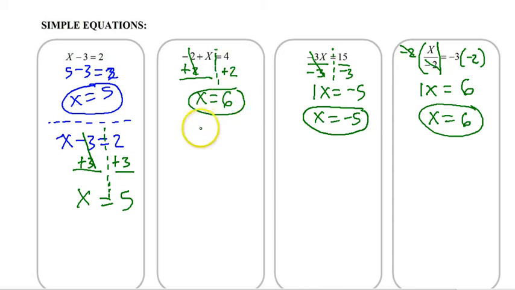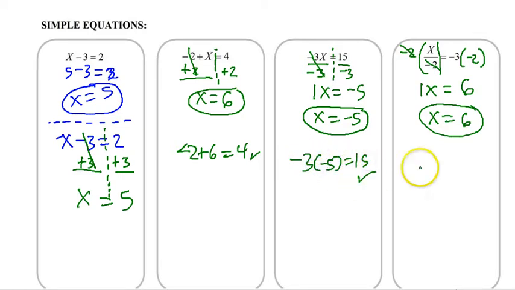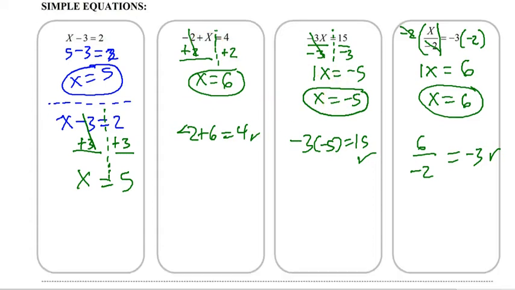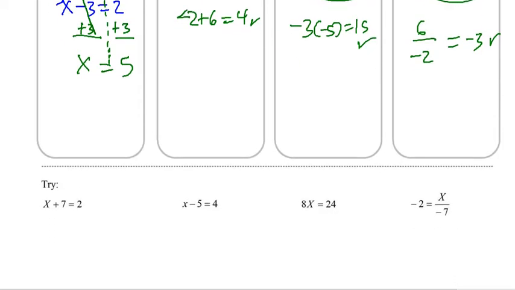And you still want to check it. So if we take that number, negative 2 plus 6 equals 4, and that checks. Negative 3 times negative 5, does that give us 15? Yes. And then 6 divided by negative 2 equals negative 3. Does that check? Yes. So we're just taking that x value, plugging it back in, and making sure it checks out. And if they do, it's 100% correct. That's why equations are so beautiful.